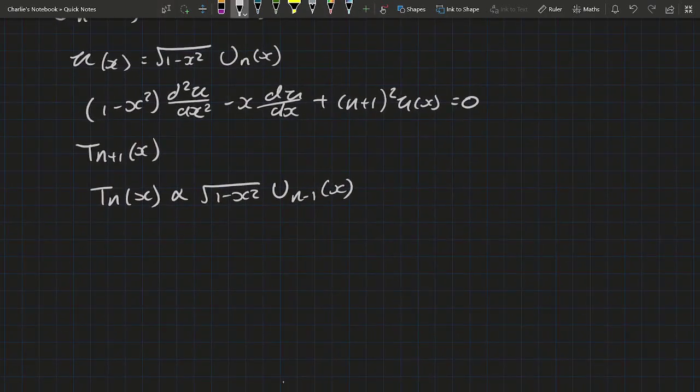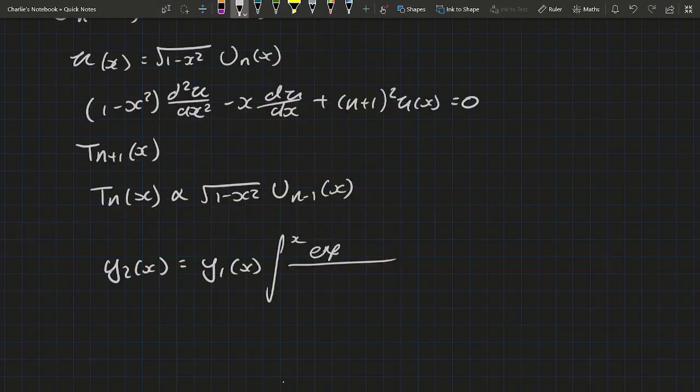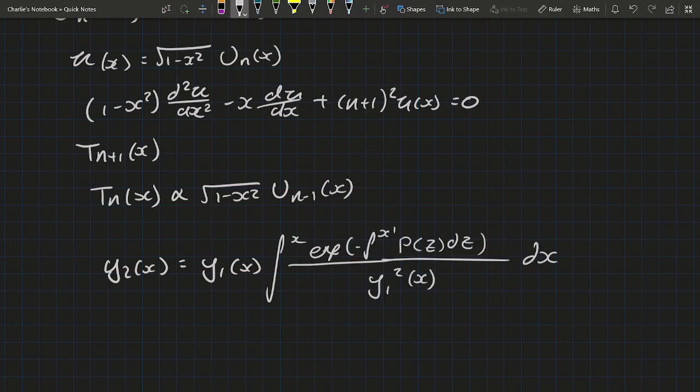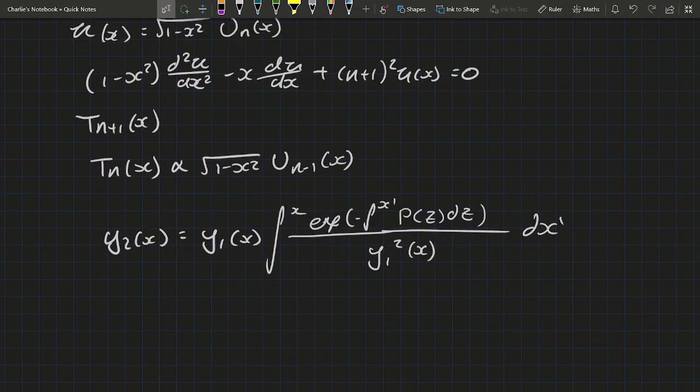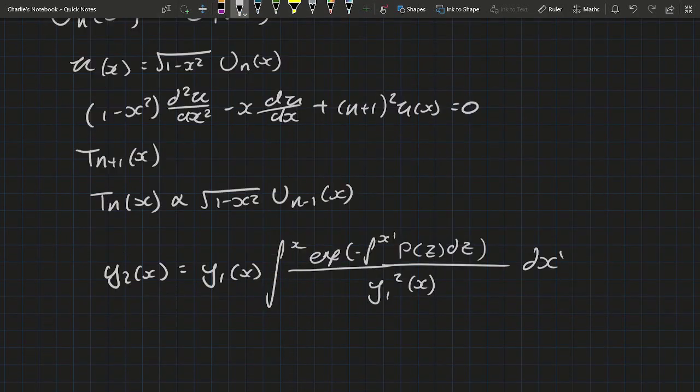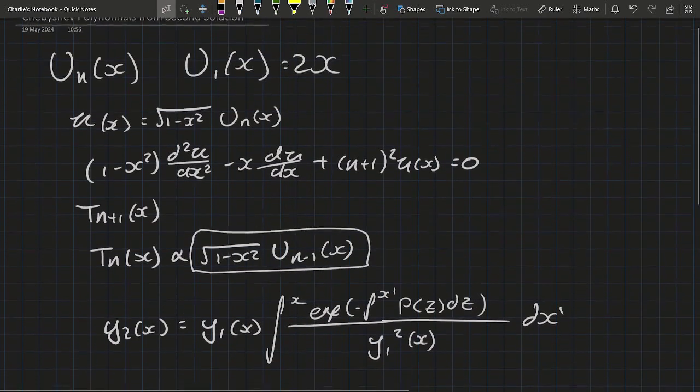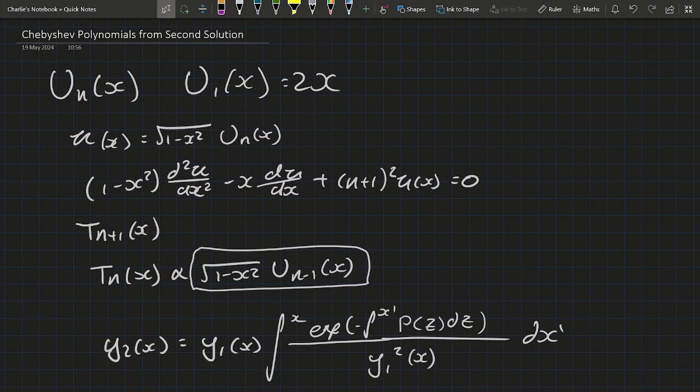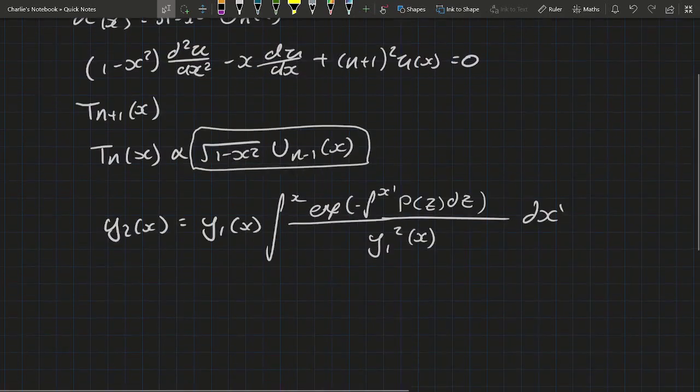For an already known function y1 and a function y2 that we wish to find, we know that y2 of x is equal to y1 of x multiplied by the integral to x of e to the minus integral to x' of p(z) dz, divided by y1 squared of x', and this is over dx'. In this case, we can take our y1 of x to be root 1 minus x squared U n minus 1 of x. This is because we know from earlier that little u satisfied the differential equation, as did the T n plus 1 Chebychev polynomials.